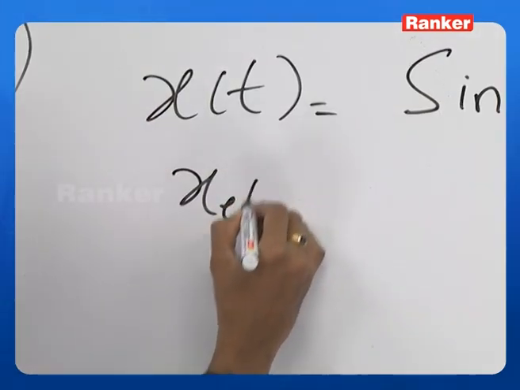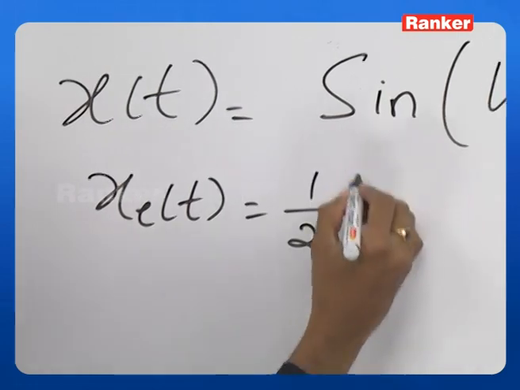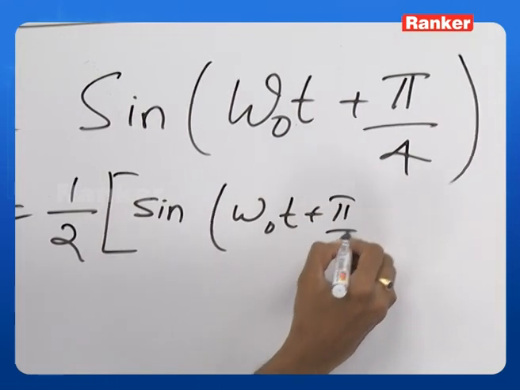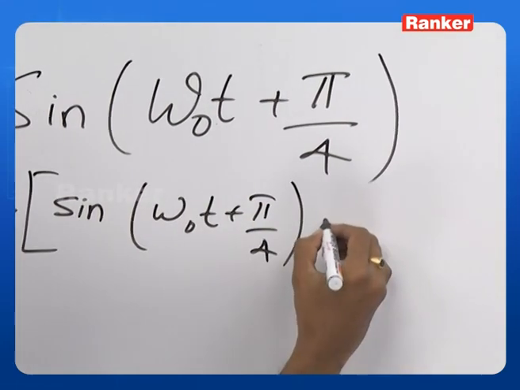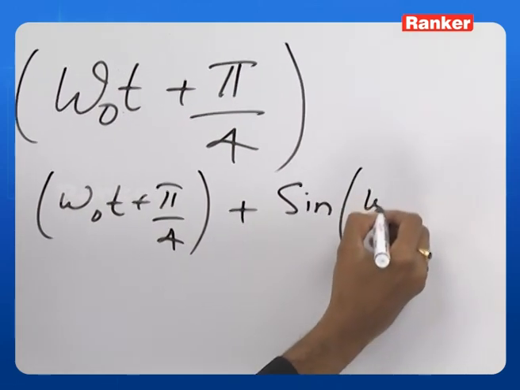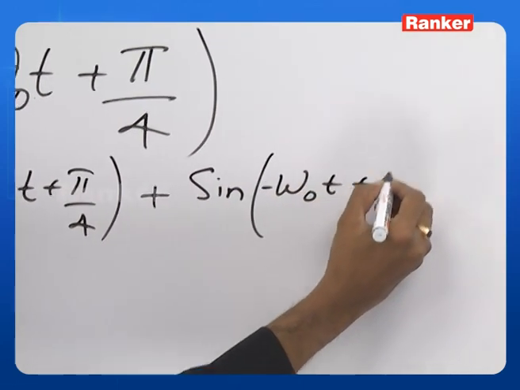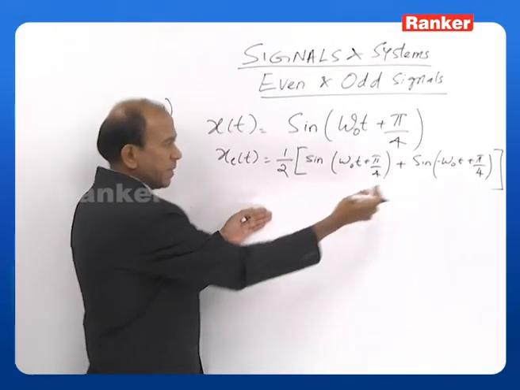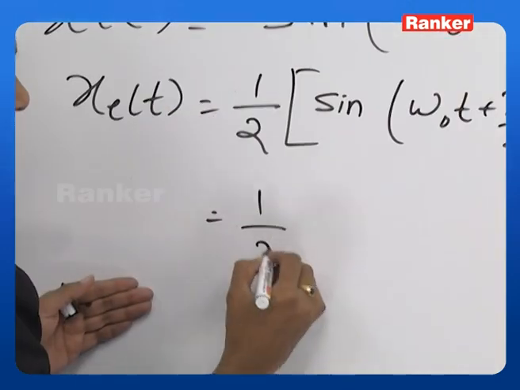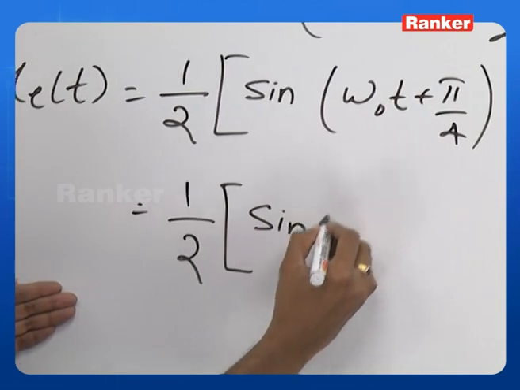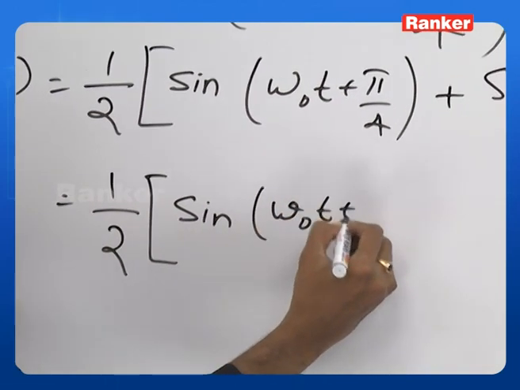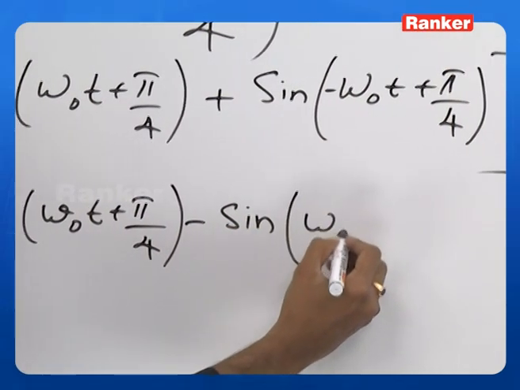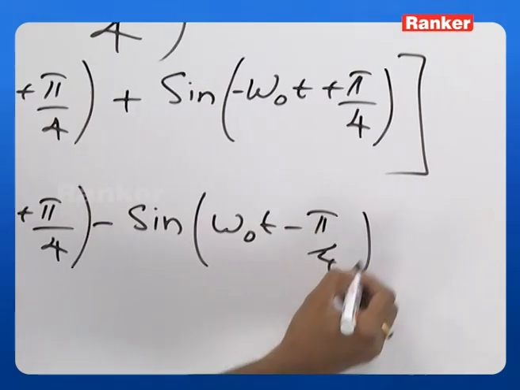Now, x e of t is equal to half sine omega naught t plus pi by 4. So, here it is minus omega naught t plus pi by 4. Now, this negative sign we will bring out. So, this will become half of sine omega naught t plus pi by 4 minus sine omega naught t minus pi by 4.